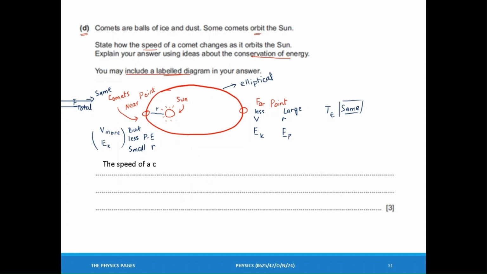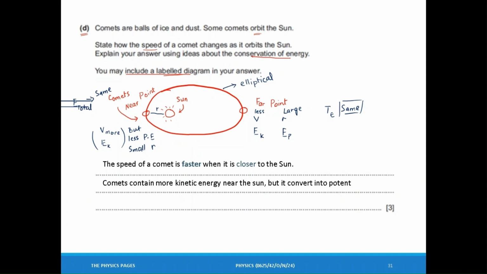We conclude that the speed of the comet is faster when it is at its nearest point, or closer to the Sun, and the speed of the comet is slower when it is further from the Sun. It will contain more kinetic energy and less potential energy when it is near the Sun, but it contains more potential energy and less kinetic energy when it is further. But according to the law of conservation of energy, total energy throughout the orbit will be the same.